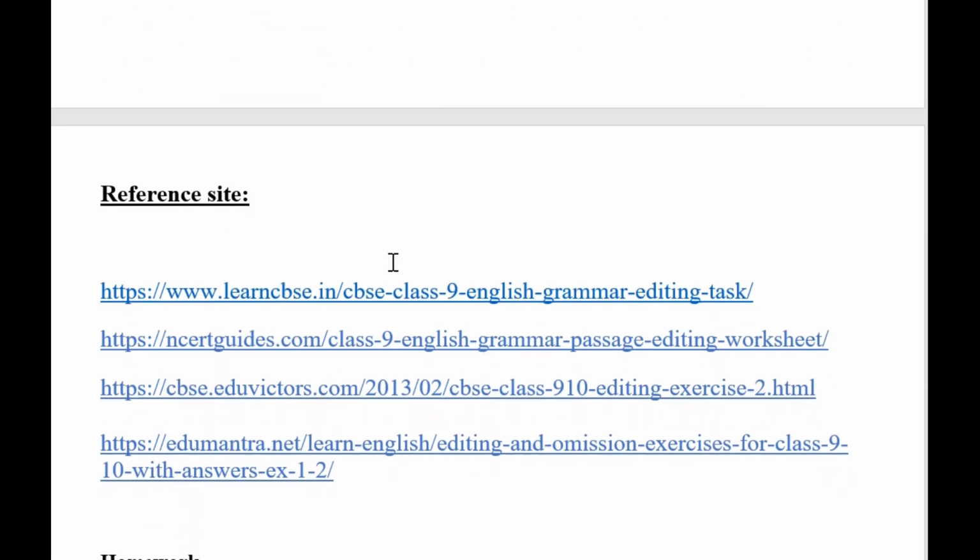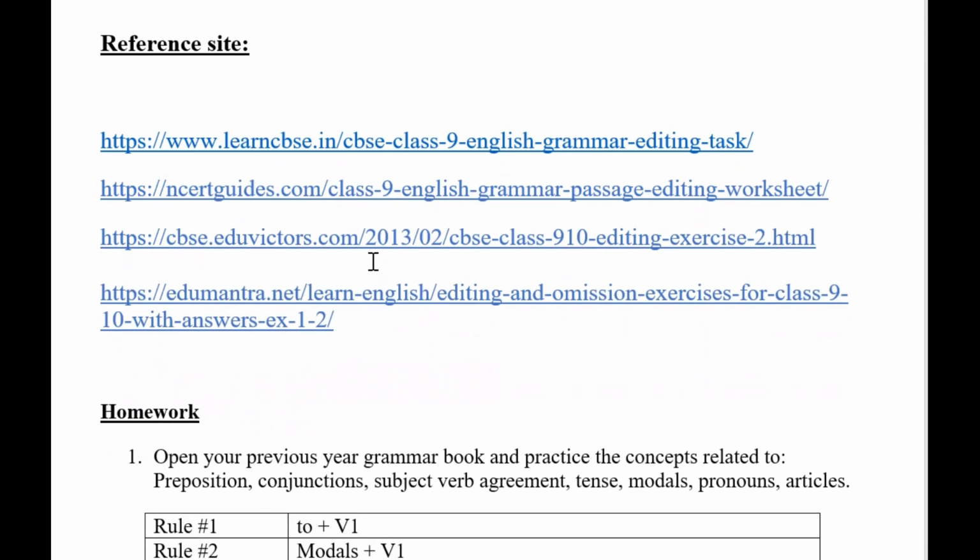Kids, these are the 4 reference sites. Again, I am asking you to go and check out because this additional practice work or additional information may be very helpful to you to understand the topic. As practice makes a man perfect, the more you practice, the better you will understand the topic.